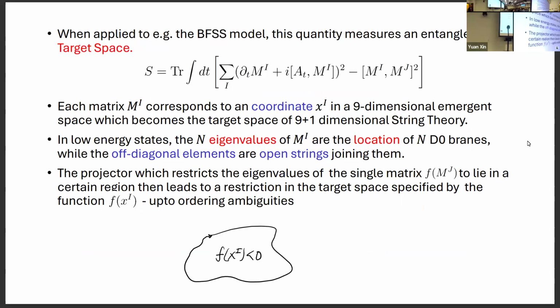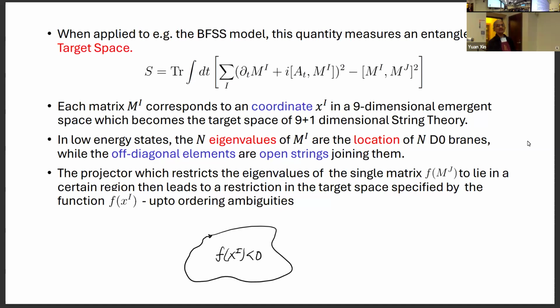So why do we think of a thing like this? Let us apply this to one such model, which is the BFSS matrix model. This has, as I said, 9 matrices which have their fermionic partners, and I'm not going to talk about the fermions. In this model, in a low energy state, each matrix X^i_M corresponds to a coordinate in a 9-dimensional emergent space. And this emergent space becomes the space of the 9 plus 1 dimensional string theory, or in some other limit, 10 plus 1 dimensional M theory.